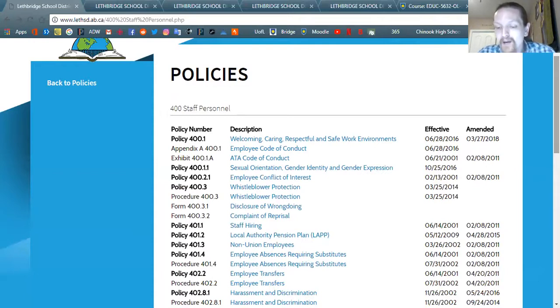402.11.2. However, before I get into that, I think it all really starts with a foundation of support, which exists in other policies. So the very first policy in the staff personnel section is 400.1, which is a welcoming, caring, and respectful, safe work environment.